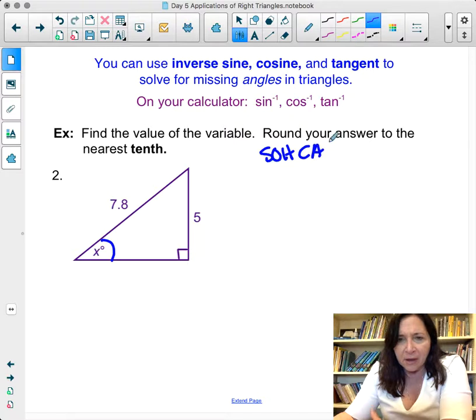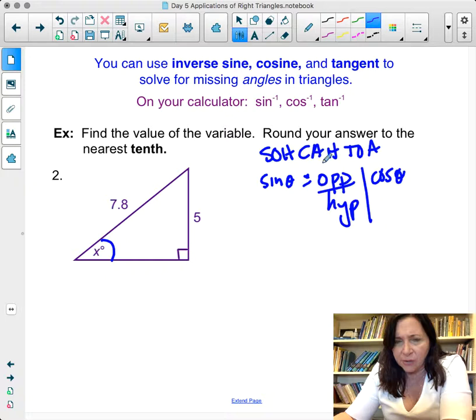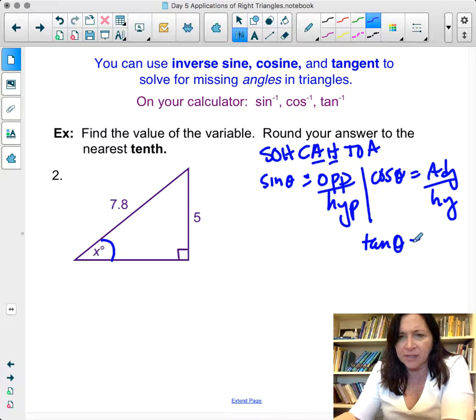So, SOH CAH TOA. What we learned with this is that sine of an angle is equal to the opposite side over the hypotenuse. We learned also that cosine of an angle is equal to the adjacent side over the hypotenuse. And then we also learned that tangent of an angle is equal to the opposite side over the adjacent side.